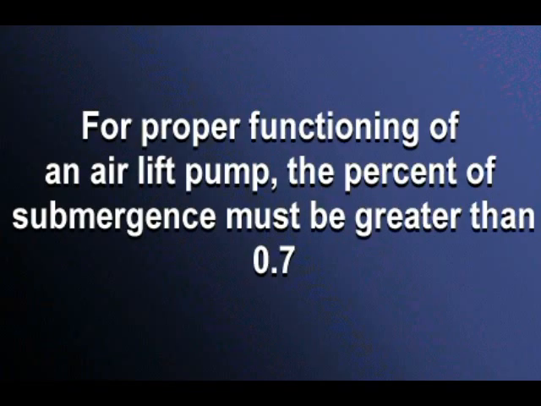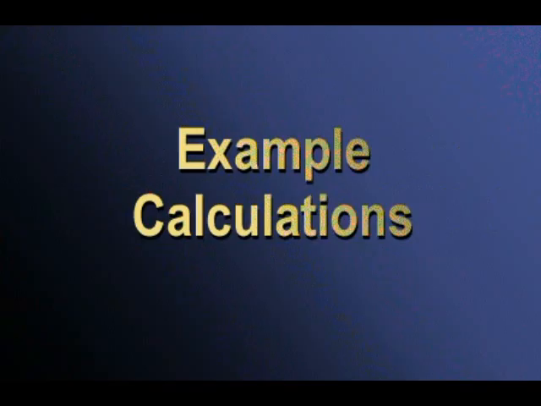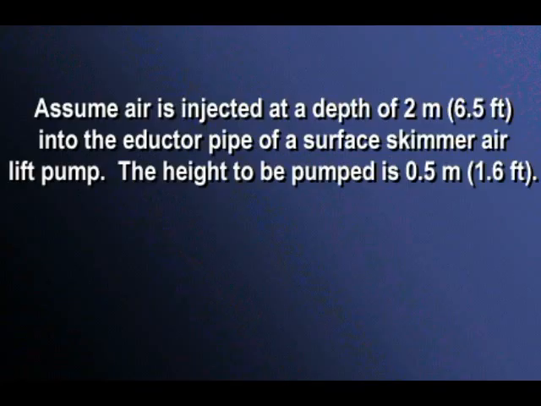In order for the airlift to function properly, this ratio must be greater than 0.7. This ratio is referred to as the percent submergence. Here is an example of the calculations that are performed to determine the percent submergence. Assume that air is injected at a depth of 2 meters, 6.5 feet, into the surface skimmer. The height to be pumped is 0.5 meters, 1.6 feet.